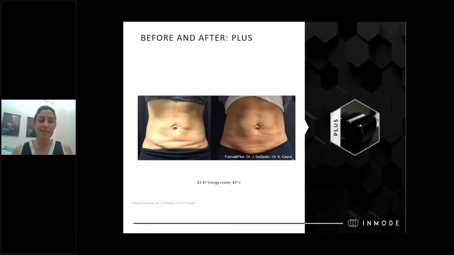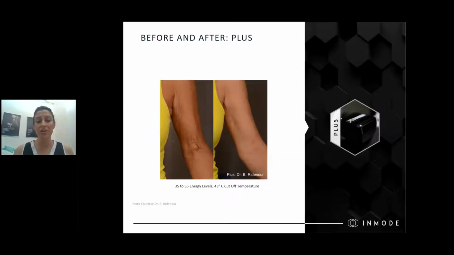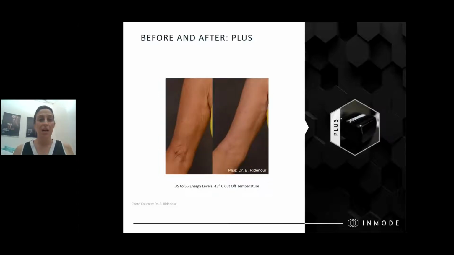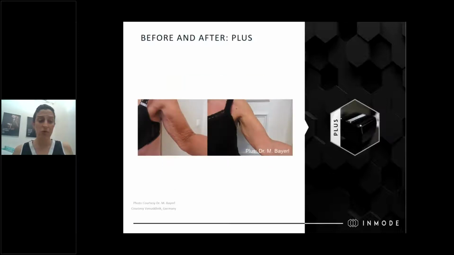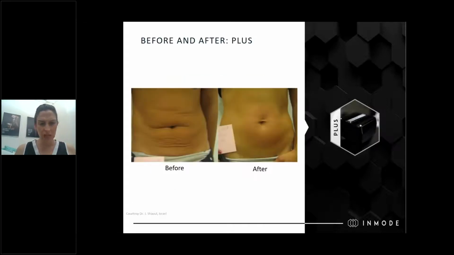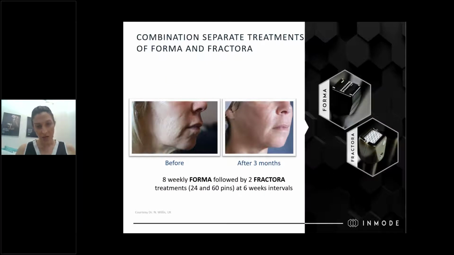Super cool results. And as I said, it is also possible to combine treatments if we're talking about Fractora or Morpheus with the Forma and the Plus. If you ask me for a good way of combining, here we have a nice combination protocol. Okay, so we have Forma and Fractora treatments: 8 weekly Forma sessions followed by 2 Fractora treatments at 6 weeks interval. That's one way to do that. There's also a possibility to work with the Forma and the Fractora or Morpheus on the same day, and then on the following week just the Forma.